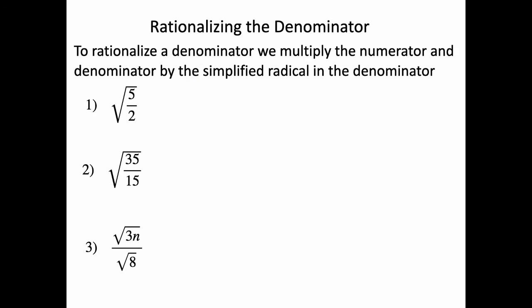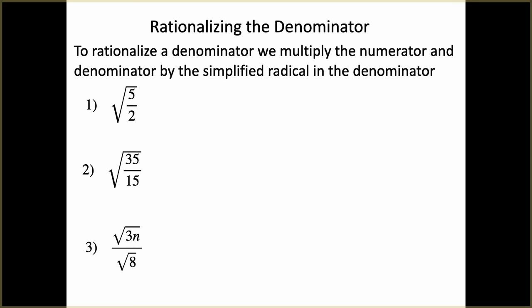So rationalizing the denominator. One of those things you learned yesterday is that we cannot have radicals in the denominator. So today we're going to show you how to get rid of those radicals in our denominators. To rationalize the denominator, we multiply the numerator and denominator by the simplified radical in the denominator. So what does this all mean? Let's look at the first one.